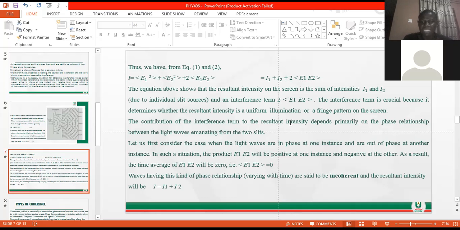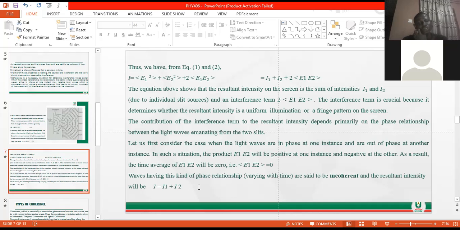Now, we are saying that if the electric field here is 0, that means this equation is now reduced to I equals I1 plus I2. So waves with this kind of phase relationship that varies with time are said to be incoherent, and the resultant intensity will be I equals I1 plus I2.